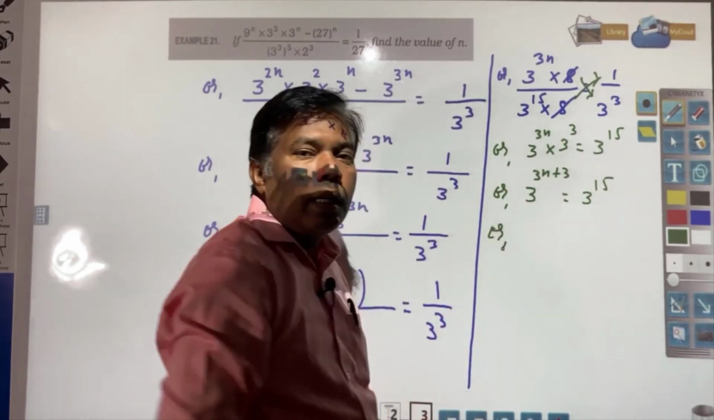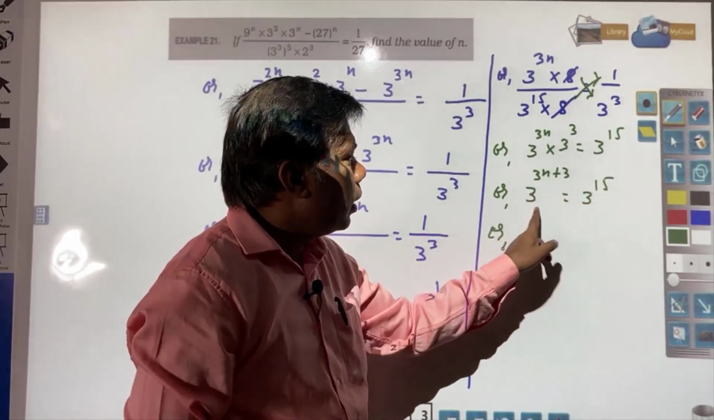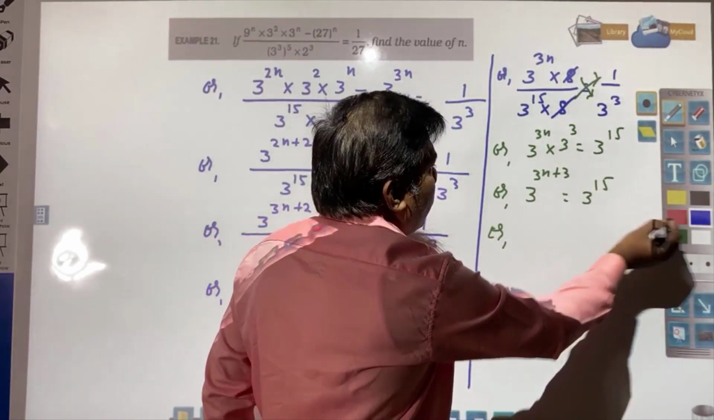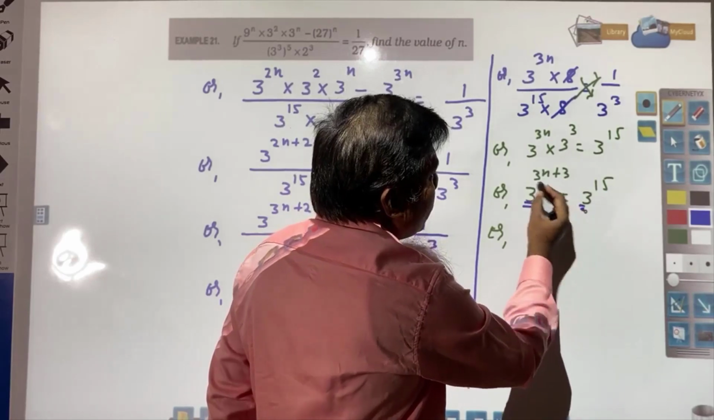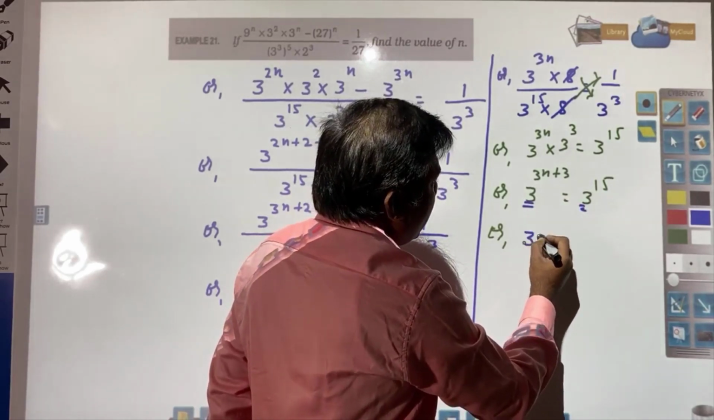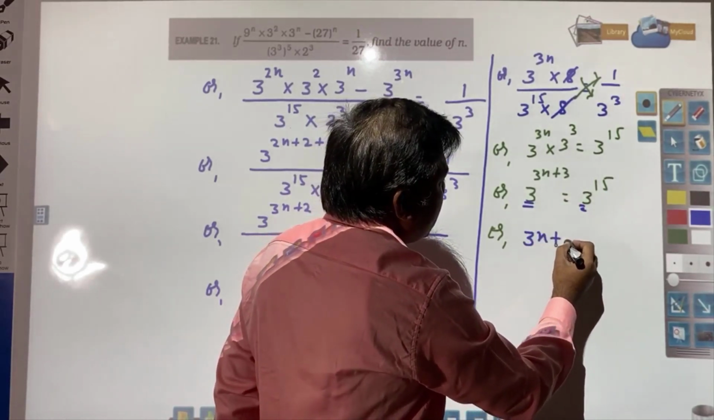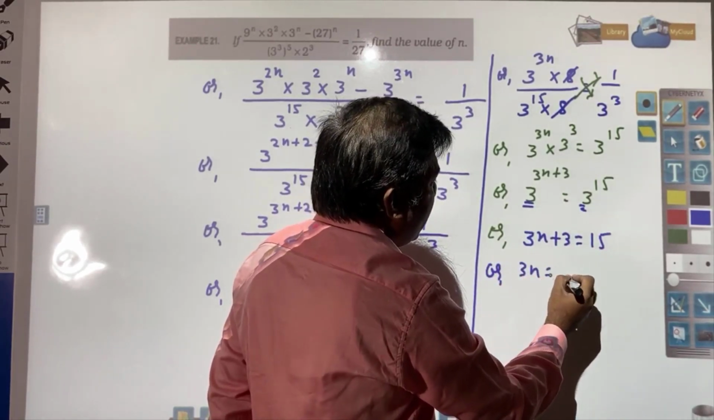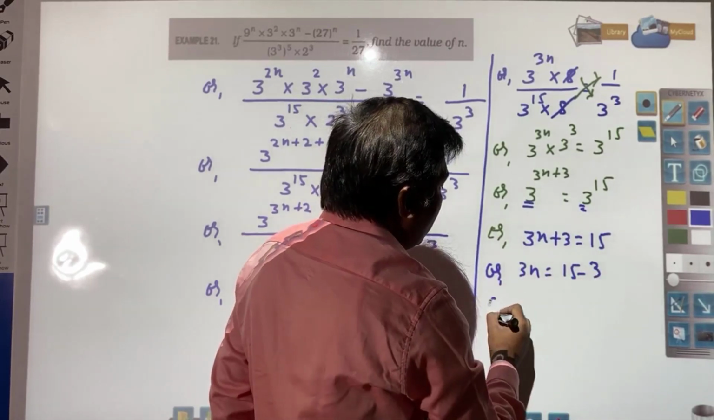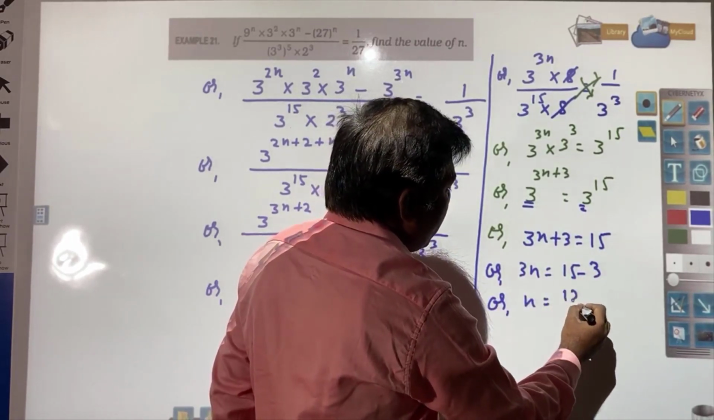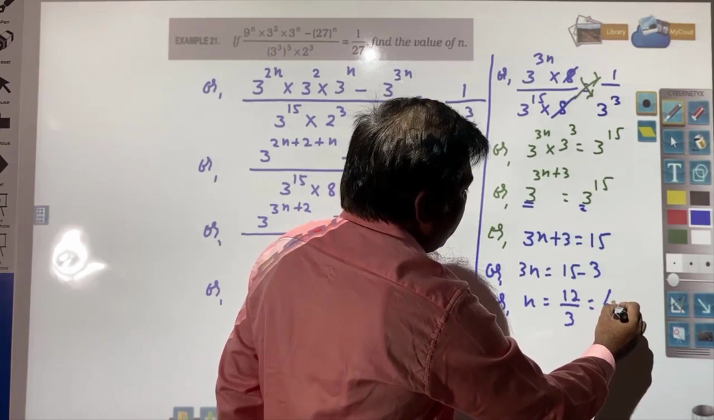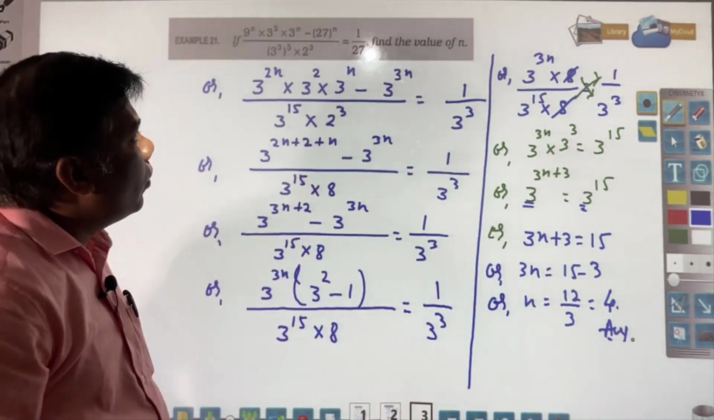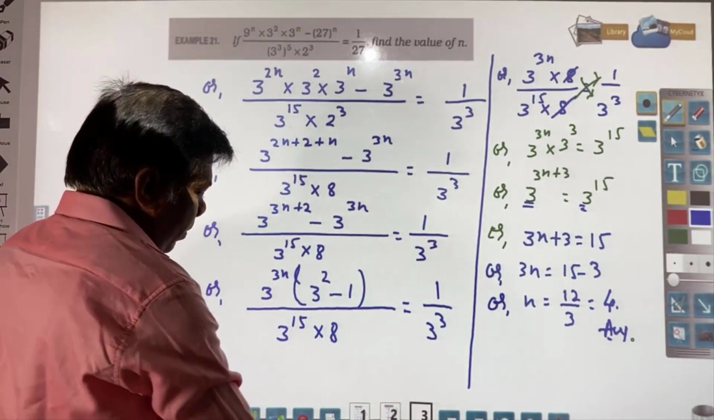Here you can see, if base is equal, exponents will be also equal. Here you see, this base is equal, so exponents will be equal. 3n plus 3 will be 15, or 3n will be 15 minus 3, or n will be 12 by 3, and that is equal to 4, and this will be your answer. So in this way we need to solve, simplify it.